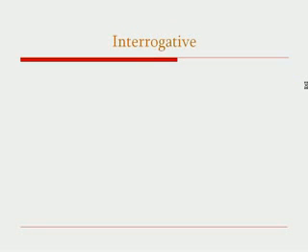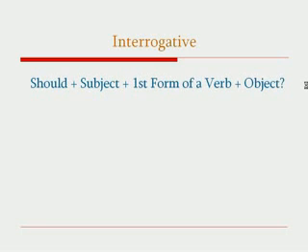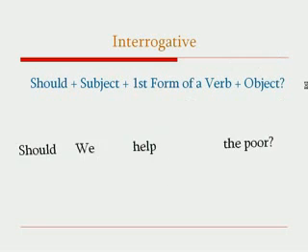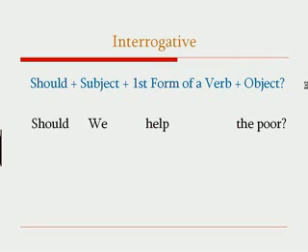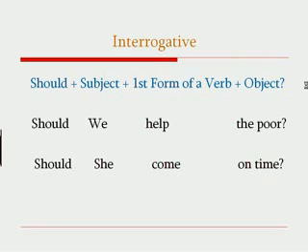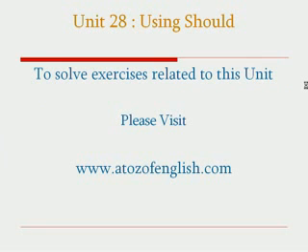Okay, interrogative structure: should plus subject plus first form of a verb plus object. Should we help the poor? Yes, of course we should. Should she come on time? So here you've got the structures. Kindly follow the structures, and if you follow them, your sentences will be right in spoken and written language both. So do learn the structures very carefully.